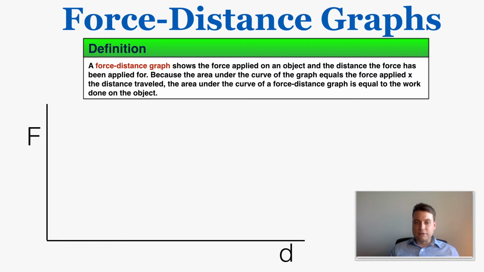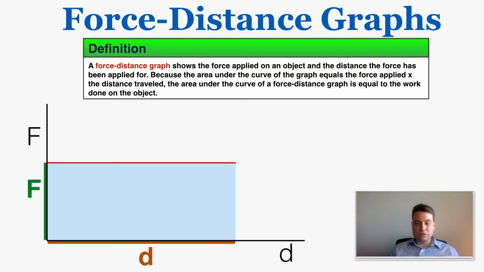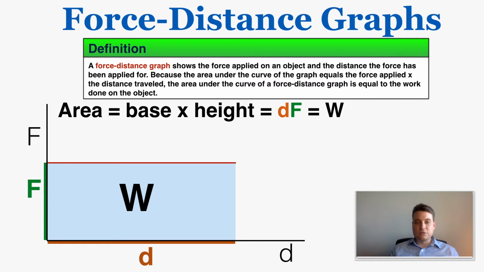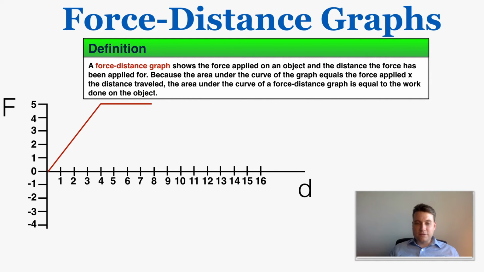Because the area under the curve of the graph equals the force applied times the distance traveled, the area under the curve of a force distance graph is equal to the work done on the object. So if I draw a line here, you can see that the area under the curve here is going to be the total force being applied times the total distance, so that'll be equal to d times f, which is equal to work.